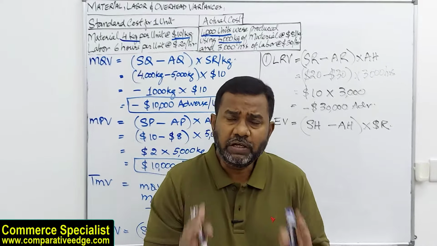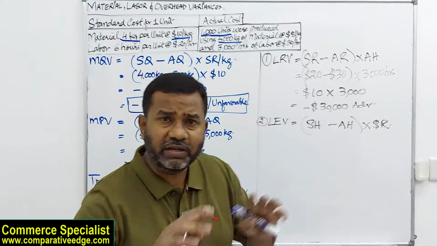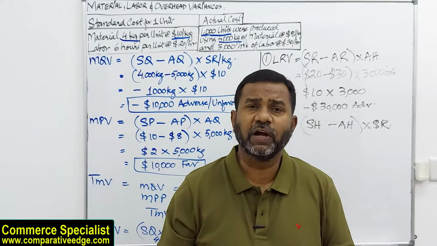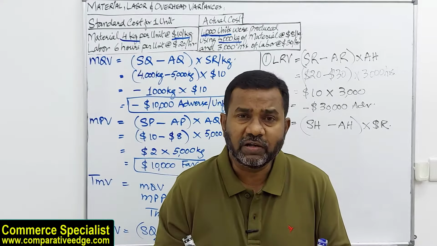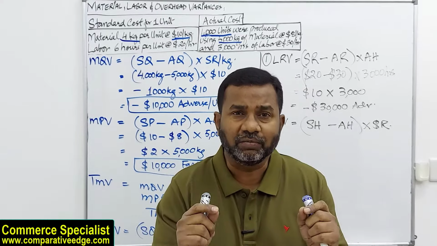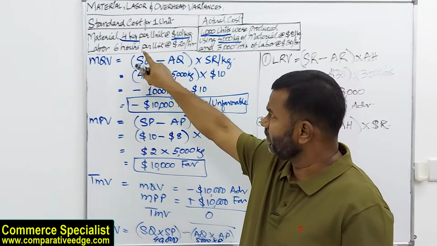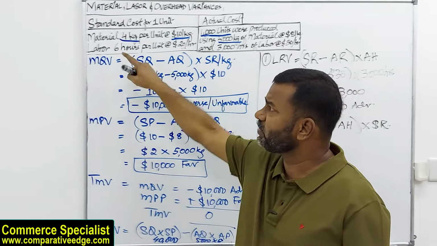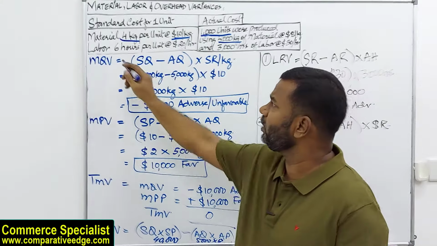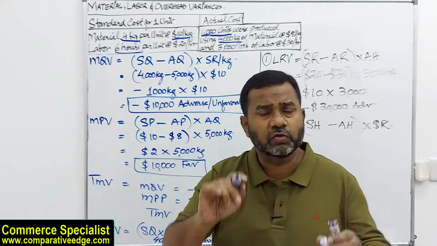Now, what we need to understand is this standard hours, because the standard hours is not given in the question. We have to find standard hours. And how to find standard hours? First, we have to look at what is the standard time, the standard hours for making one unit. So if you look in the question here, 6 hours per unit, that's the standard. That's the standard for labor. We should be using around 6 hours to make one unit.